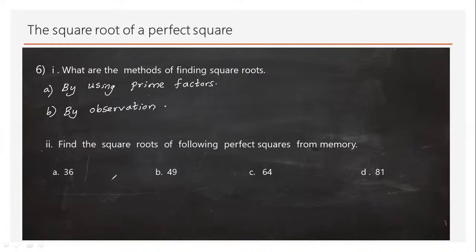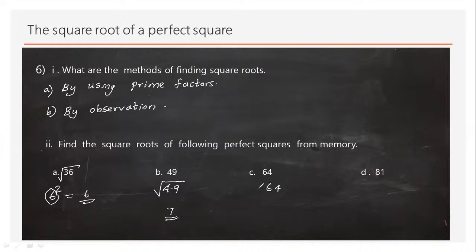By observation, find the square roots of the following perfect squares from memory. The last digit here is 6, so we can write 6 times 6 in indices form as 6 squared. Then the square root of 6 squared is 6. Next, the square root of 49 is 7.